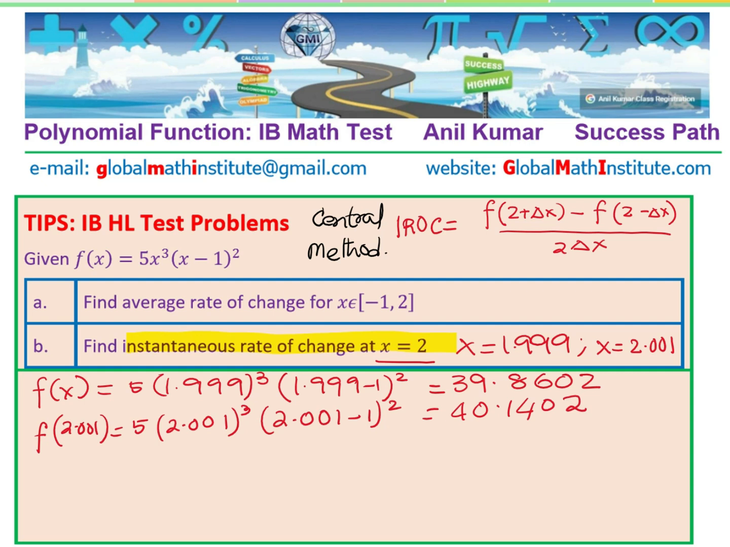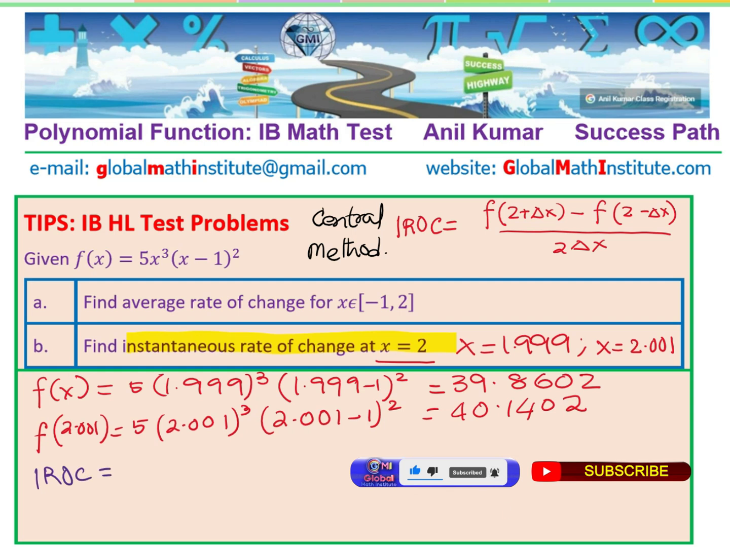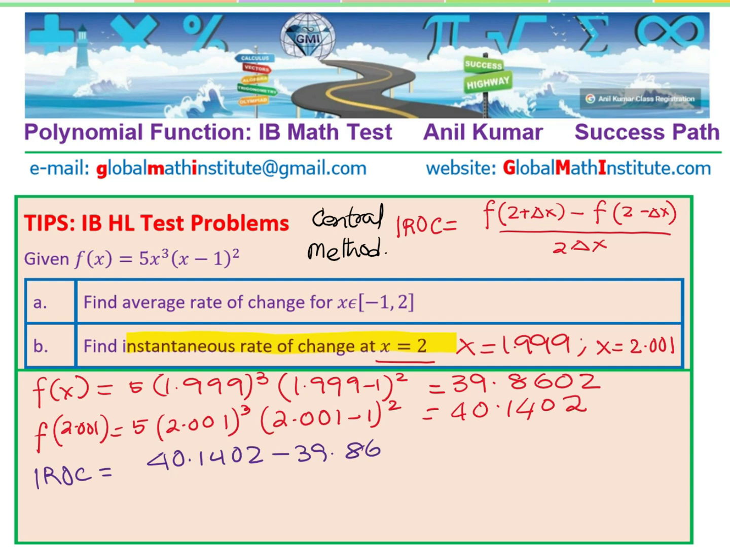Perfect. Now, the instantaneous rate of change, let me write down here, is what? Instantaneous rate of change is the difference of these two values. So I'll write 40.1402 minus 39.8602 divided by the difference between them. I could write it like this also, right? 2.001 minus 1.999. Makes sense, right? So delta x in our case is 0.001, right? So we are taking delta x as 0.001, right?